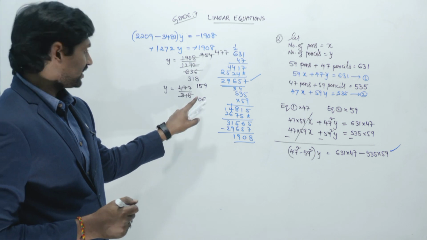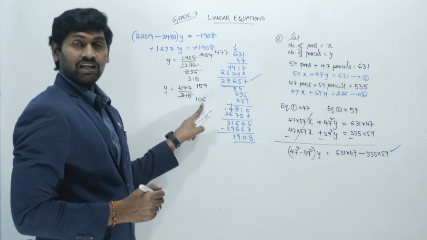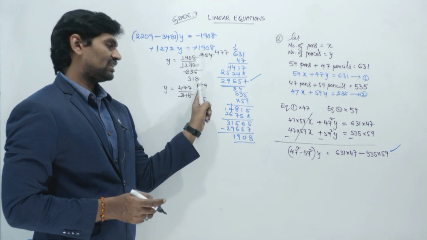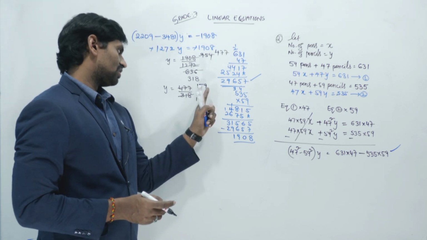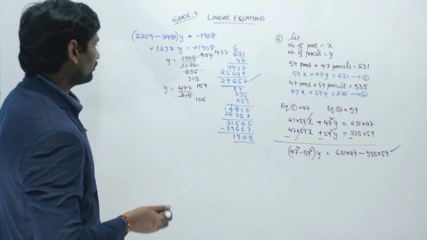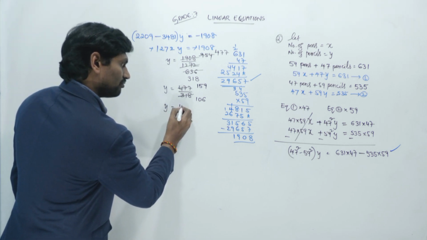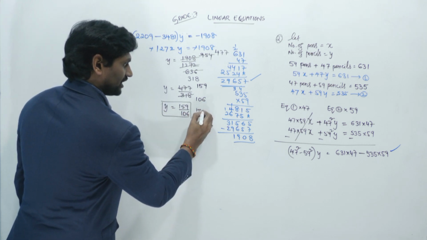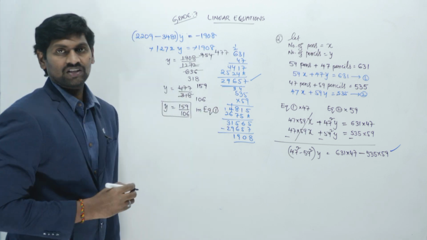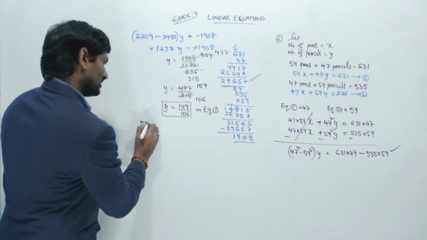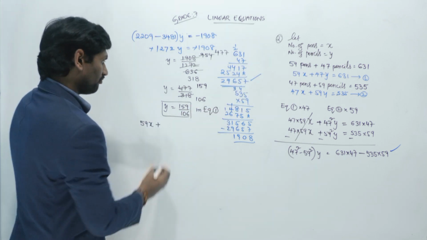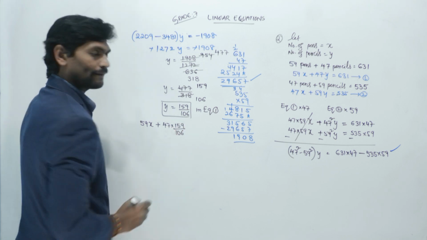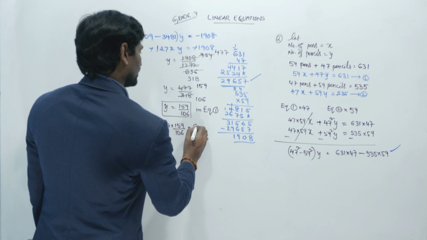So any chance of getting the table here, 36? 7 table I'm checking. So 7 table won't come. 11, I think 13 means 21, 11 table also not getting. Yeah, let us leave that y value 159 by 106. This y value let us try to substitute in equation 1. What is equation 1? 59x plus 47 into y, 47 into y value 159 by 106. Okay? That is equal to 631.